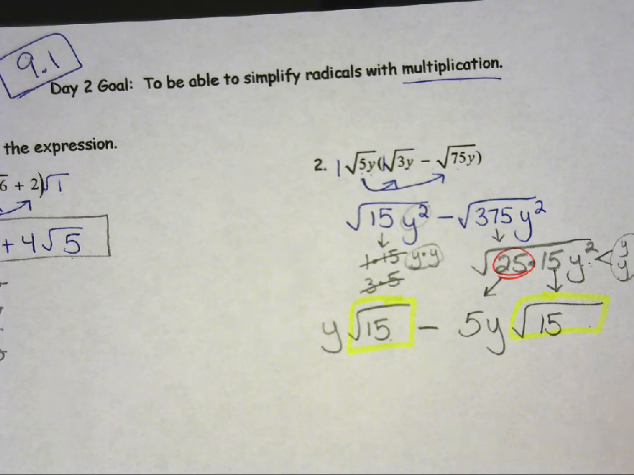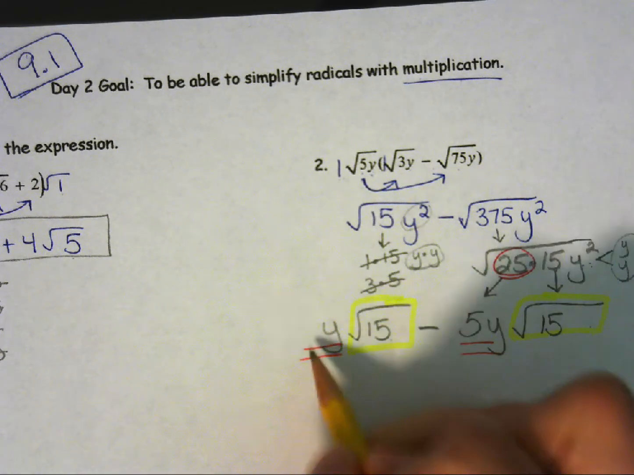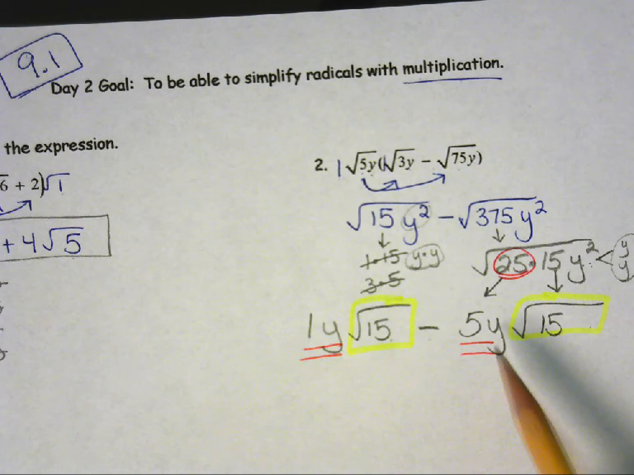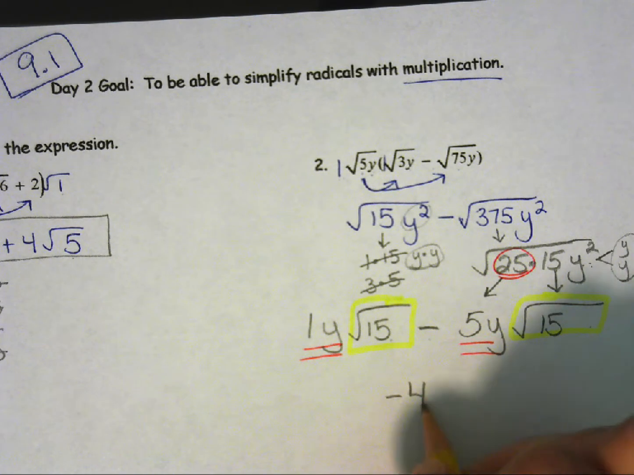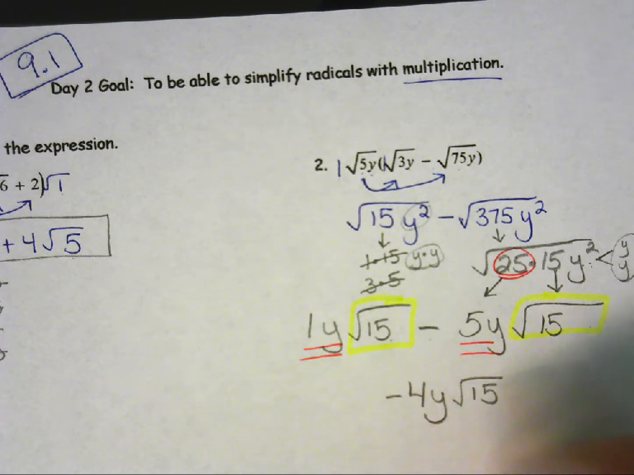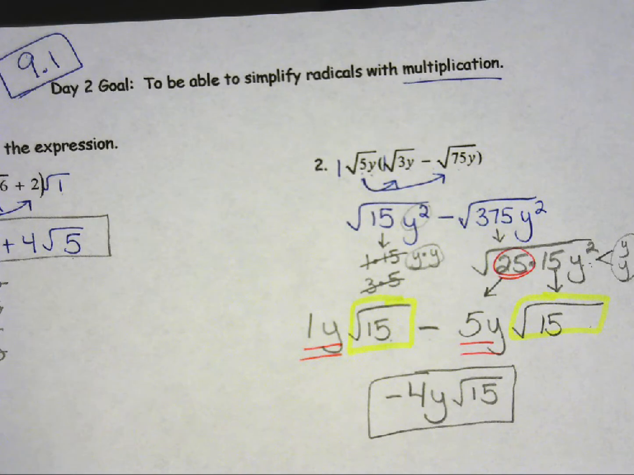So all we're going to do is put these front pieces together. So this is kind of like a 1y minus a 5y. So that would be a negative 4y square roots of 15. Okay? And then that would be our answer. Make sense? All right. So let's give number 3 a try.